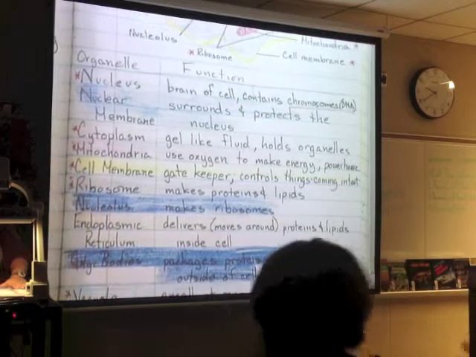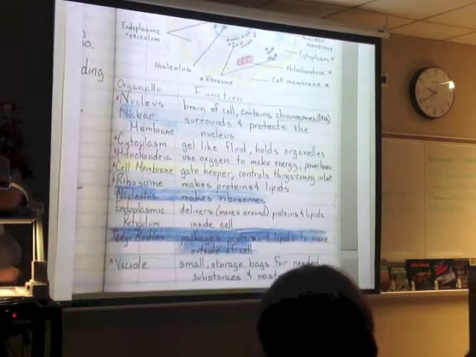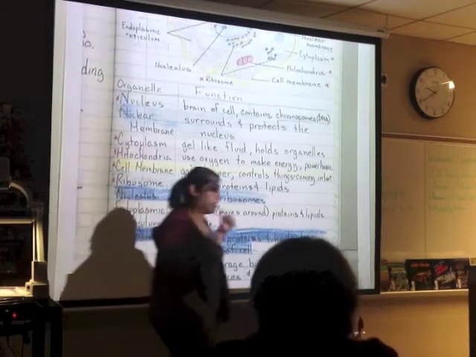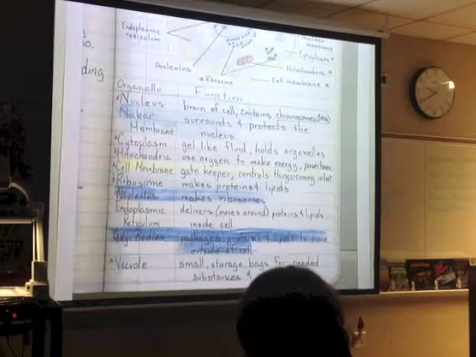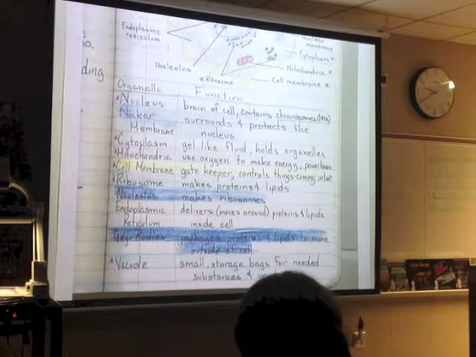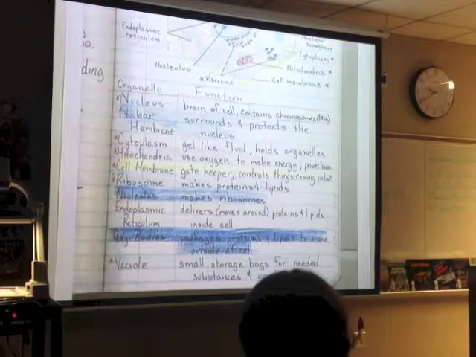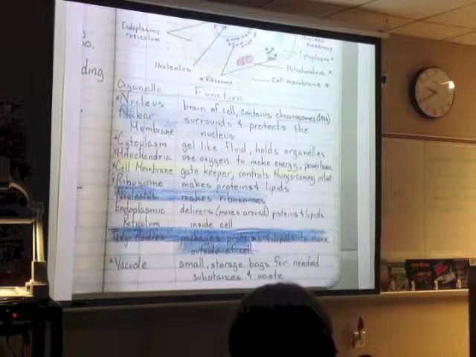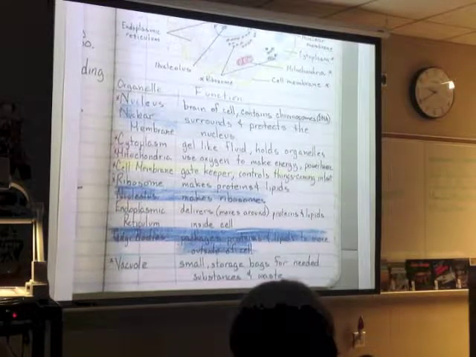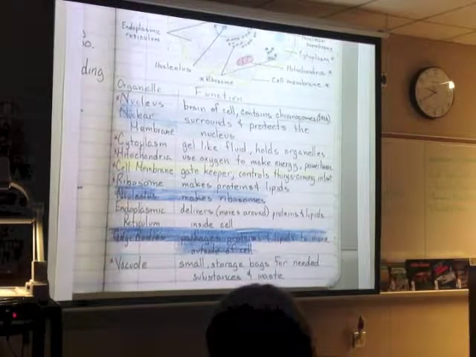Alright, so looking at the functions, the nucleus, brain of the cell, contains chromosomes and DNA. Is that the same exact thing as the plant cell? Yes. So your keyword should be the same. Okay? And that's a similarity. Cytoplasm, gel-like fluid, holds organelles. Same thing in the plant cell? Yes or no? Yes. So what would be my keyword here again?